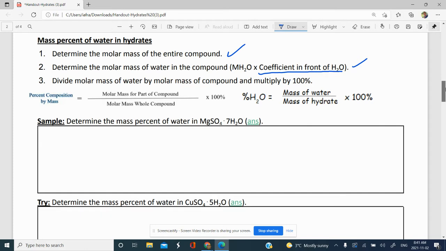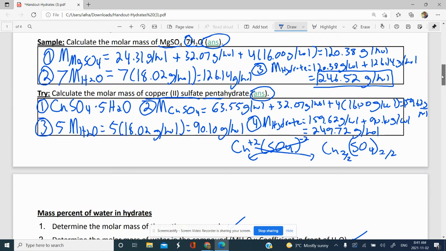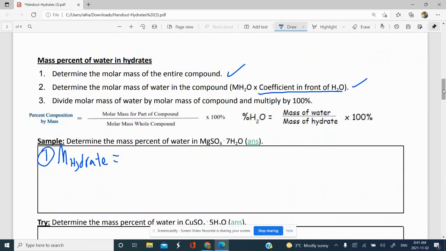So let's do this example over here. Find the mass percent of water in magnesium sulfate heptahydrate. And so I won't redo all the steps here, but essentially first you'd have to find the molar mass of the entire hydrate. And the reason I'm not going to redo all the steps here is because we actually already have the molar mass of this hydrate done for us in a previous problem. We had 246.52 grams per mole. We did it in the previous example. 246.52 grams per mole. Let me just double check that was right.